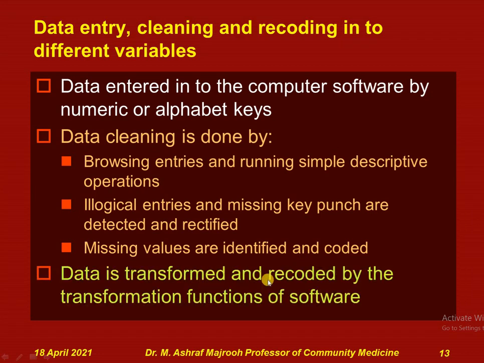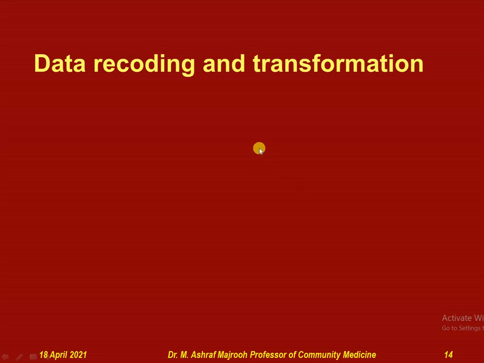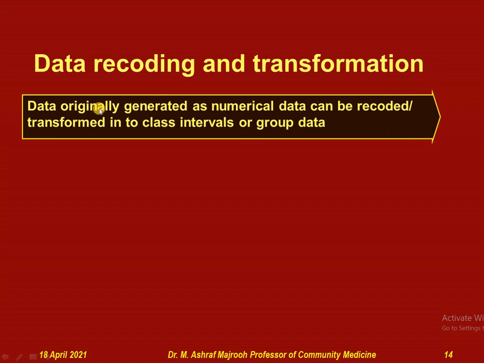The data is transformed and recoded by the transformation function of the software. Then is the data recoding and transformation. The data originally generated as numeric data can be recoded and transformed into class interval or group data. This is the one condition.